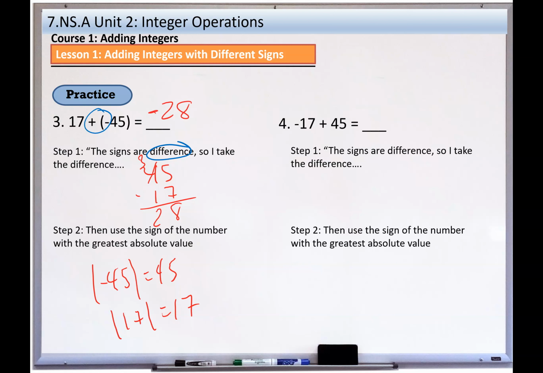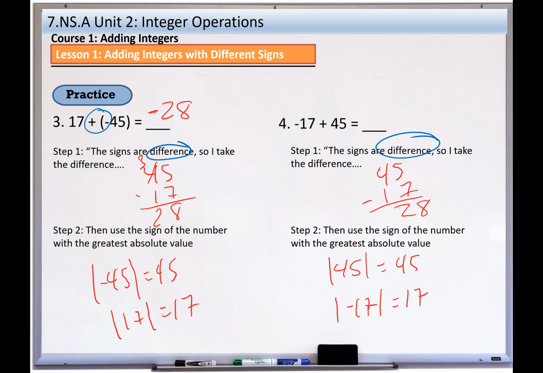Number 4, negative 17 plus 45. My signs are different, so I take the difference, which gives me 28. But is it going to be a positive 28 or a negative 28? Well, in this case, the absolute value of 45 is greater than the absolute value of negative 17. So my answer needs to be a plus 28. Again, in number 3, I'm more negative by 28, and in number 4, I'm more positive by 28.